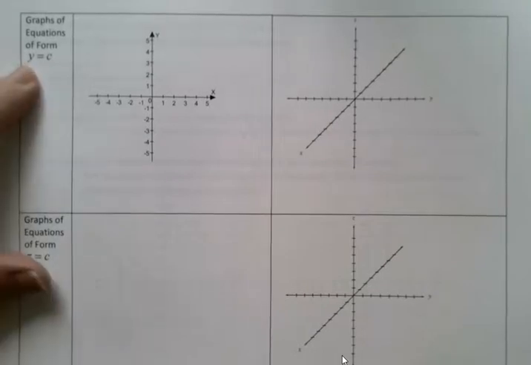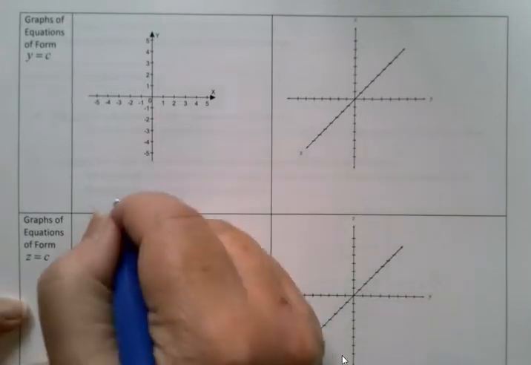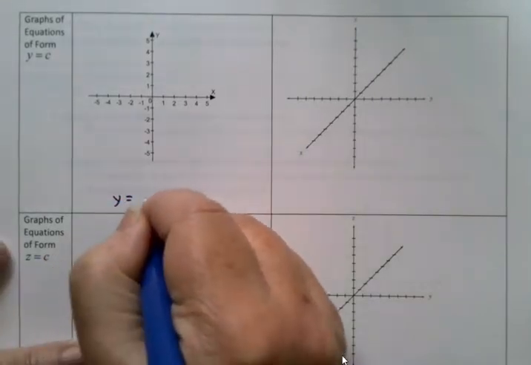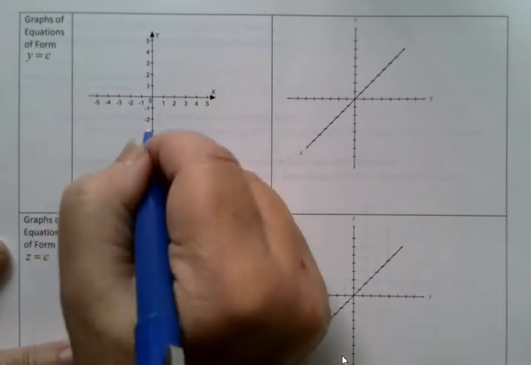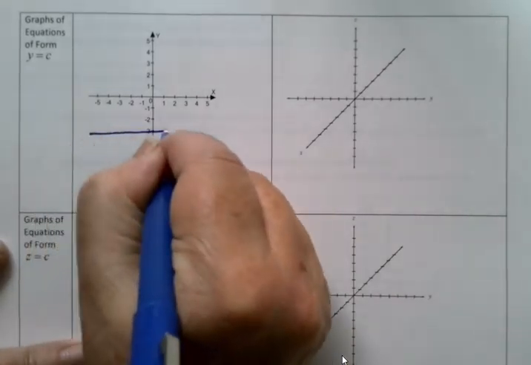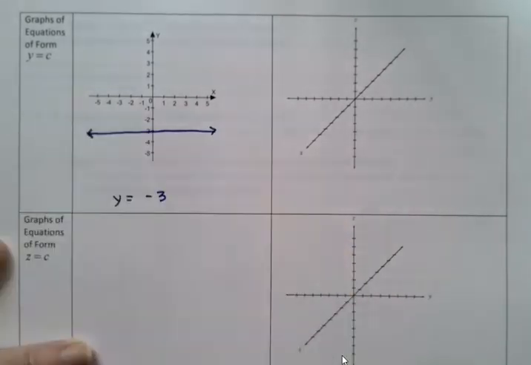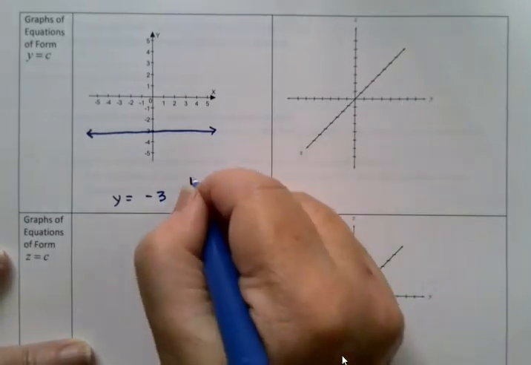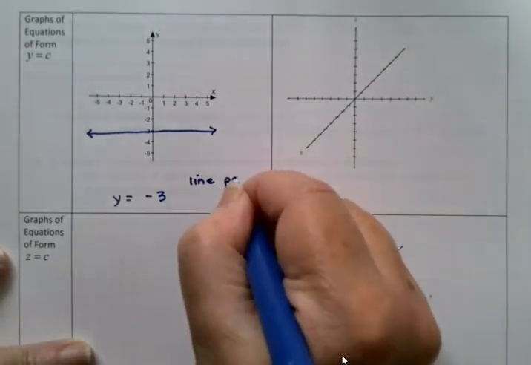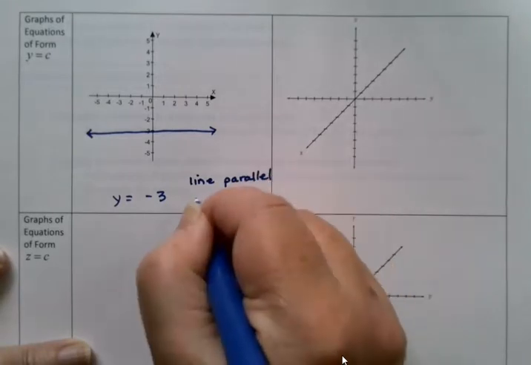Next one, I want the equation y equals a constant in 2 space. If I just were to graph, let's say, y equals -3, it would be a horizontal line. Or I could write that as a line parallel to the x-axis.